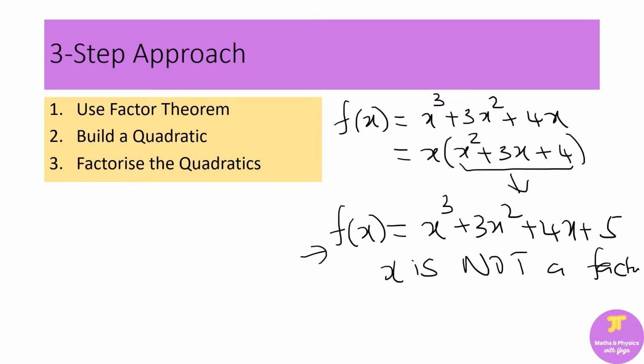So in this video we will see how we can factorize a cubic equation when it has a different factor other than x. So what we will do is we will use the factor theorem, then we try to reduce the cubic equation to a quadratic equation, then we factorize the quadratic equation. So let's have a look at an example.